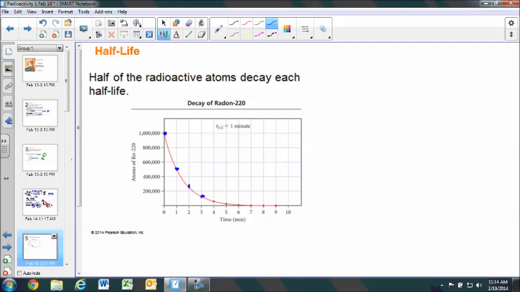And the plot here is not very well done because it looks like you eventually get to zero, but you will never get to zero, right? It approximates zero, but it's never zero. You always have half of the previous amount, right? So that's an important concept here.